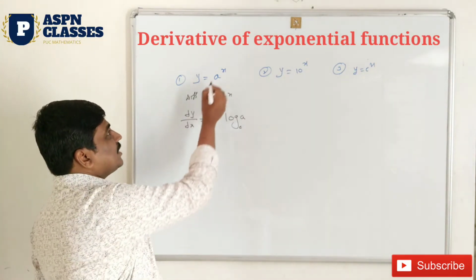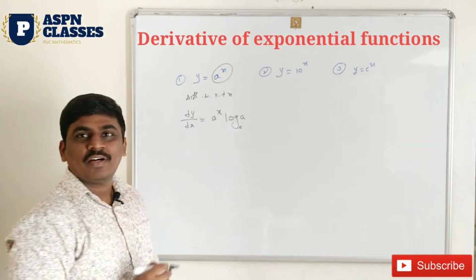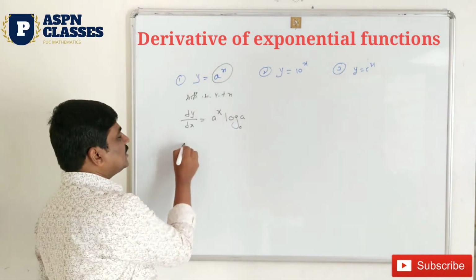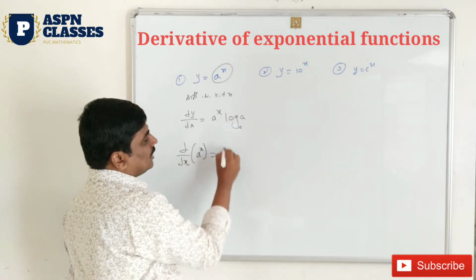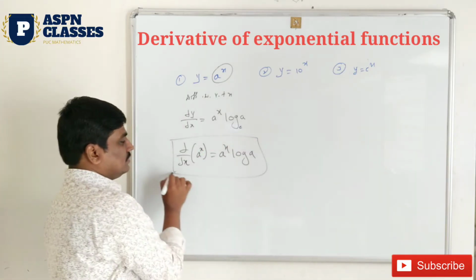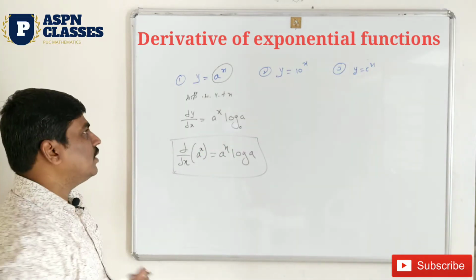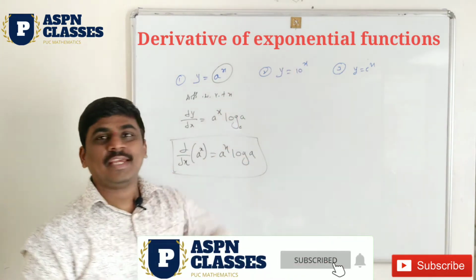So what is the differentiation of a raised to x? It means a raised to x into log of a base e. You may also write this result: d by dx of a raised to x is equal to a raised to x into log a. Always write it like this. Now observe the next result also. What is the 10 raised to x result?